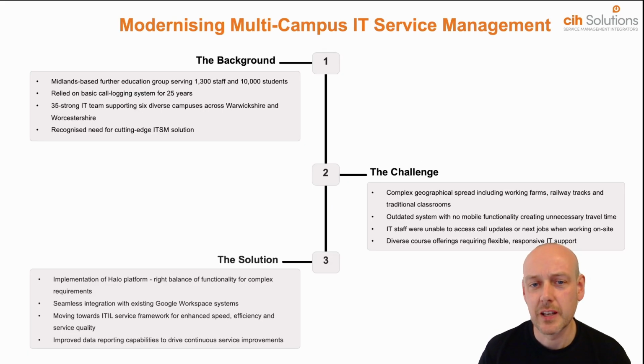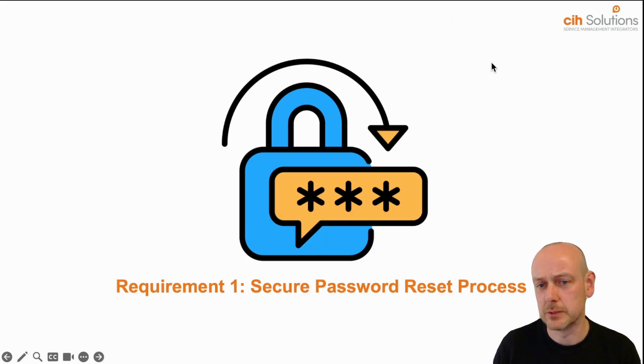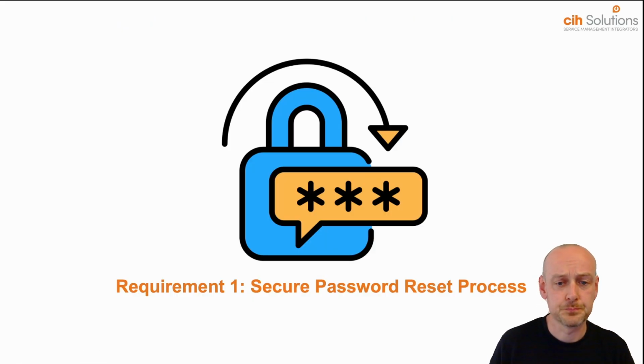To give you a bit of context, the client in all three of these examples is a further education group. They're spread across numerous sites many miles apart, and I worked for a Russell Group university for around 7 years, so I'm no stranger to the challenges of supporting staff, students and academics, all with different expectations. But one of the first solutions we were asked to prioritise was their password reset process.